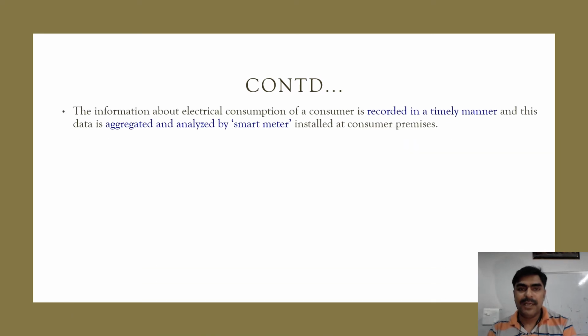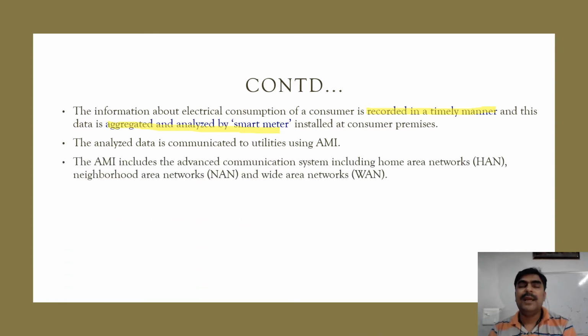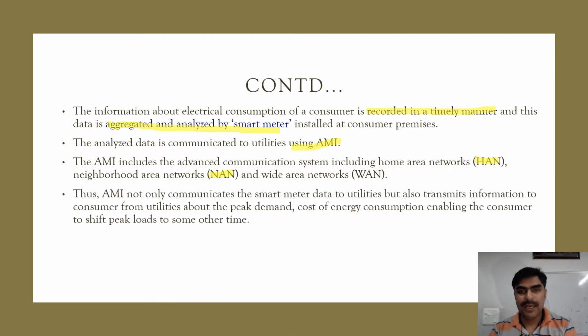The information about the electrical consumption of a consumer, which is collected by the smart meter, is recorded in a timely manner, and then that data is aggregated and analyzed by the smart meter. So a smart meter records that data, then stores, and then analyzes it. Then the analyzed data is communicated to the utility through the advanced metering infrastructure, and the parts of AMI are HAN, home area network, NAN, neighborhood area network, and WAN, wide area network. By combining HAN, NAN and WAN, we can say that these form the advanced metering infrastructure. But still, the data collection point is the smart meter.